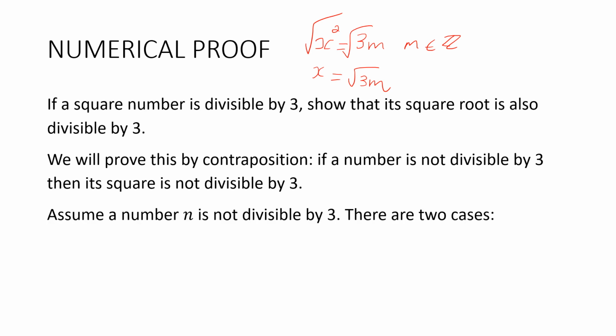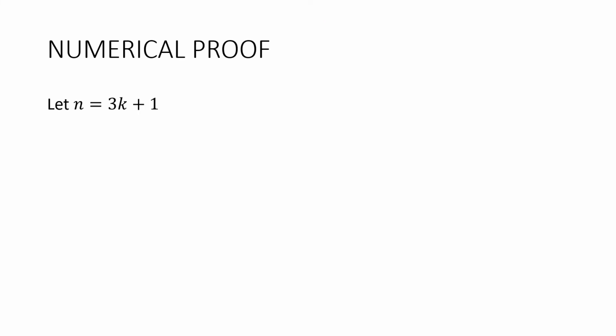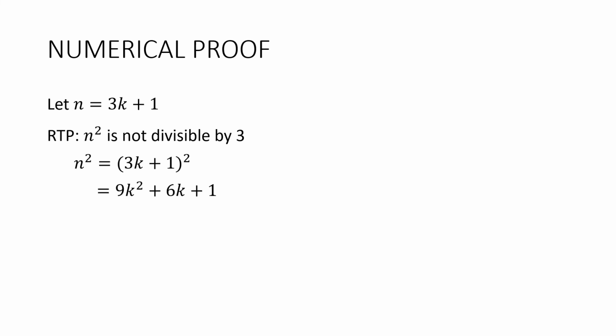So let's start. Assume a number n is not divisible by 3. There are two cases. It has a remainder of 1 or it has a remainder of 2, and we need to prove both of those. Here's case 1. Let n equal 3k plus 1, and we want to prove that n squared is not divisible by 3. So substituting it in and expanding it out, it's not divisible by 3.